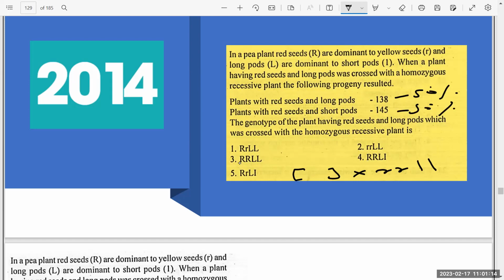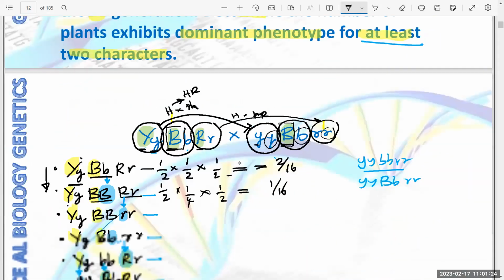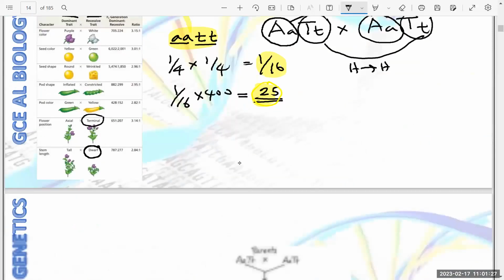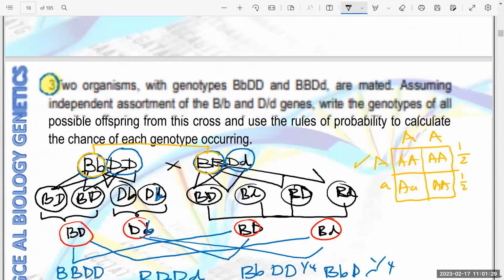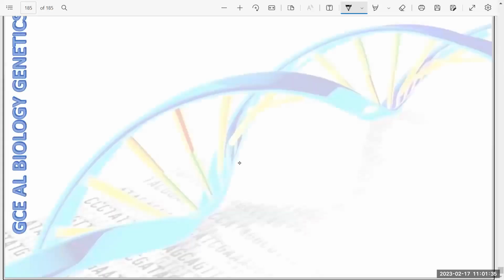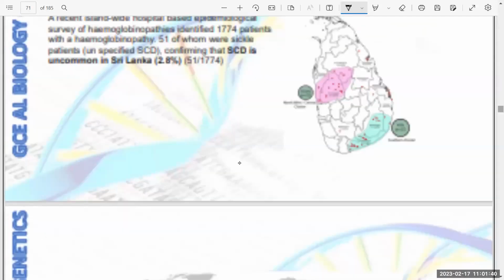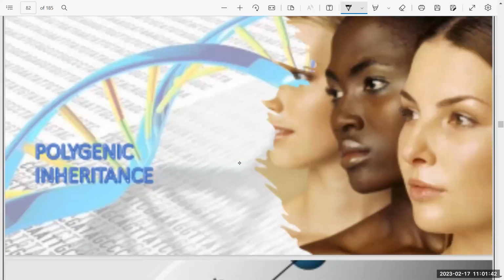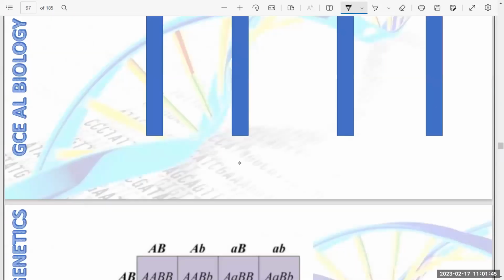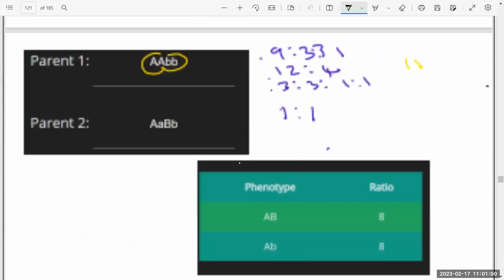So then we have learned what are all the possible combinations. I don't know whether I have it here. It's also better to remember it. I think it was not here, I think in the other document. Yes.